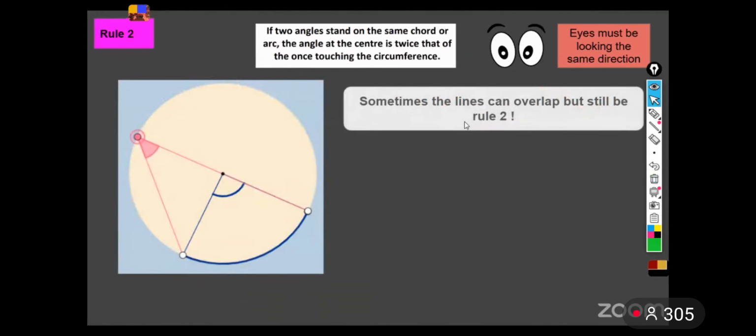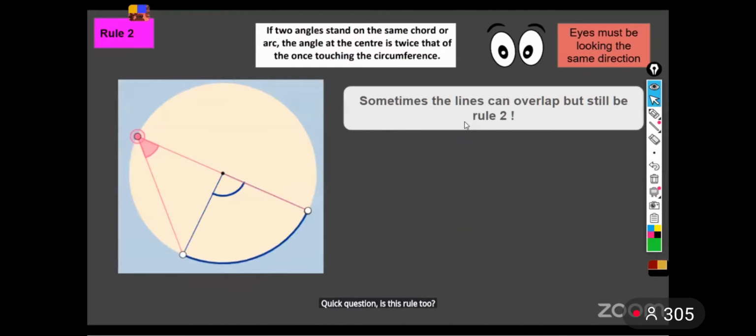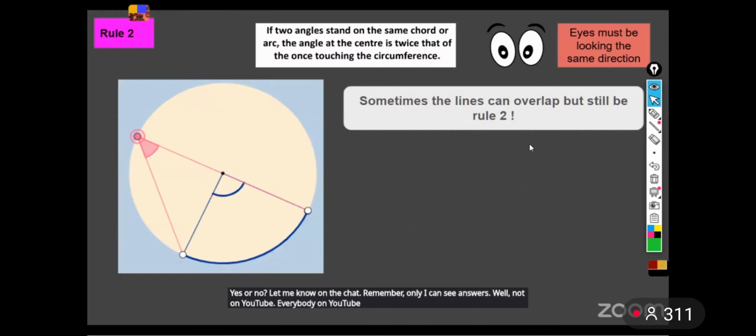Well, this is now the quick question. Is this rule two? Is this diagram here rule two? Yes or no? Let me know on the chat. Remember, only I can see your answers. Well, not on YouTube. Everyone on YouTube, if you send an answer, everyone could see it. But what I'm asking on Zoom, is this rule two? Well, the answer is obvious. For those who read what's on the screen, it is rule two.